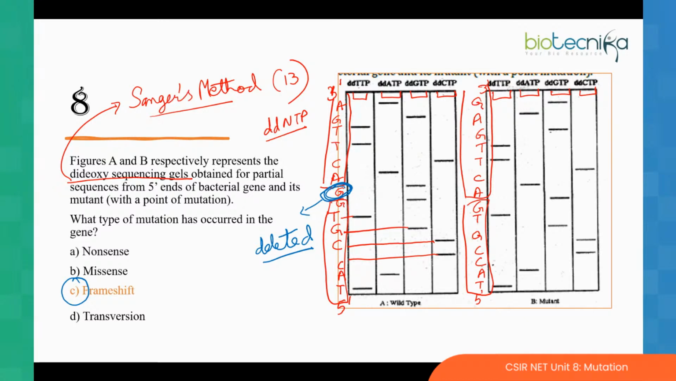Nonsense mutation is conversion of a coding codon into a nonsense codon. Missense is where the codon is changed so that the amino acid is changed. Transversion is where a purine is substituted by a pyrimidine or vice versa. All of these are base substitution mutations where a base is substituted with another. But frame shift mutation is the only one which can result from deletion. So which mutation has happened? Frame shift mutation.